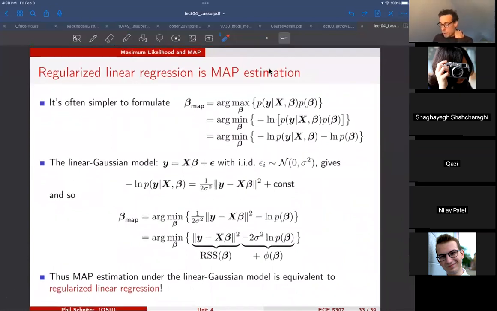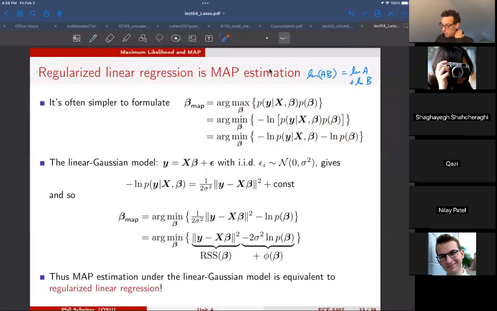So now I'm going to try to convince you that regularized linear regression is just MAP estimation. Here's what we have from the previous page: the argmax of the product of the likelihood and some prior density on beta. And as we know, you can sneak in a negative log if you change the max to min. Again, we're doing that just to make things simpler. Now the log of the product AB is the log of A plus the log of B. So we can write this as minus log of the likelihood minus log of the prior.